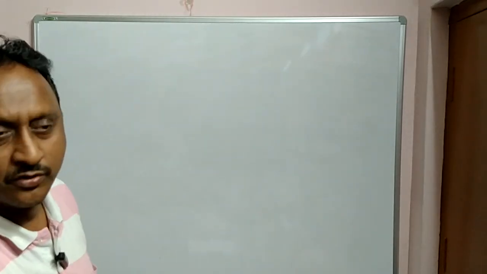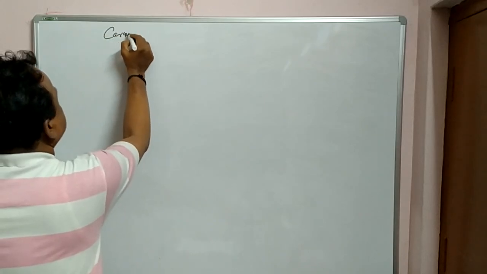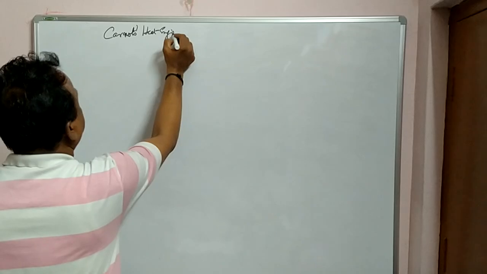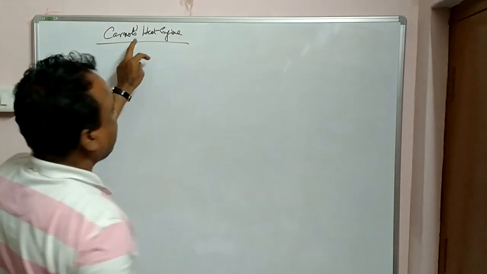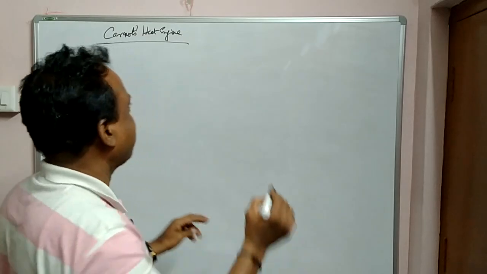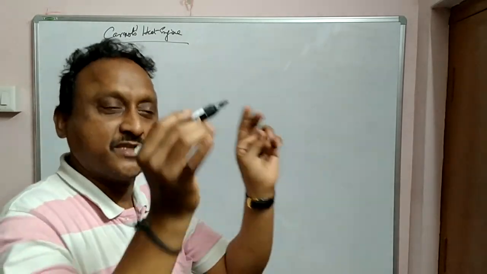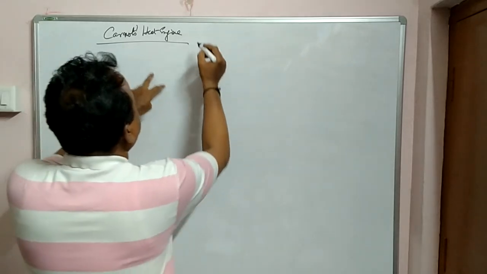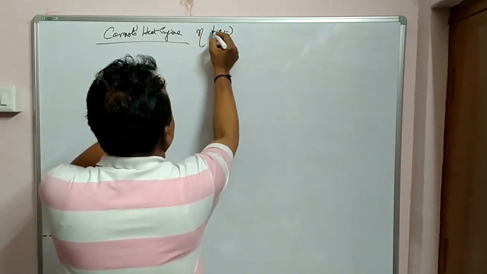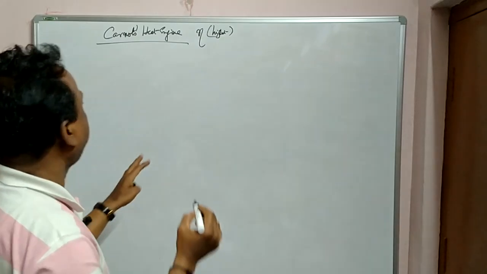Now as I told you, the last one, Carnot's heat engine. See, Carnot's heat engine has the highest efficiency. That doesn't mean 100%. Here also there is wastage. That means out of all engines, Carnot's engine has the highest efficiency, output by input. Now I'll show you the block diagram.